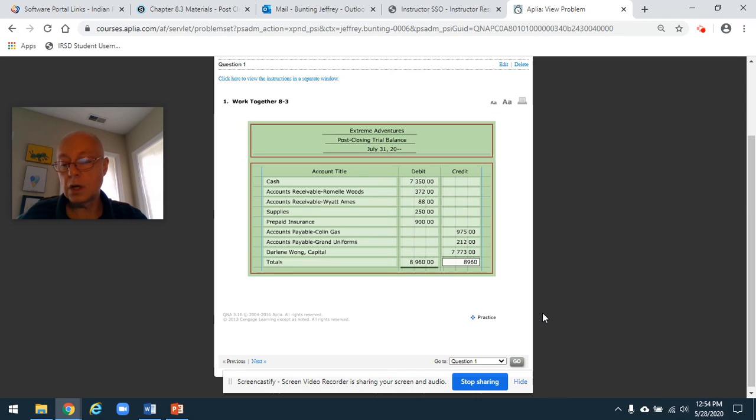And that, ladies and gentlemen, is how you complete a post-closing trial balance. So that's all I got for you guys.